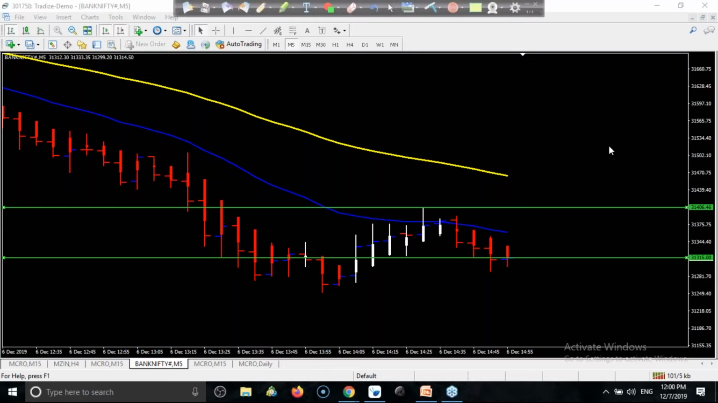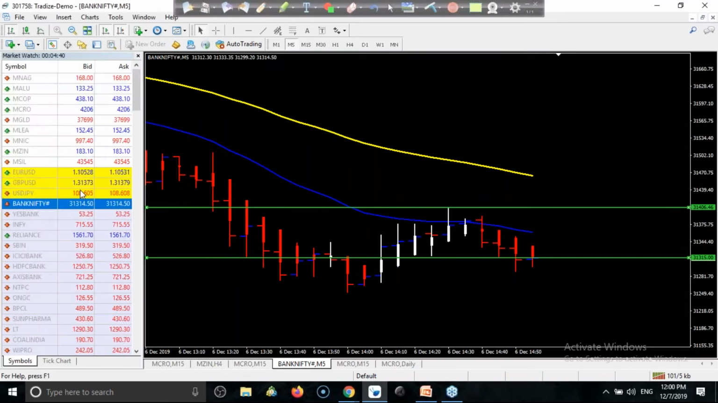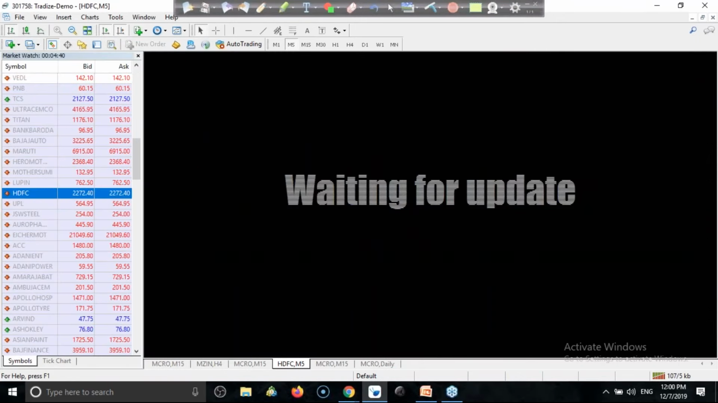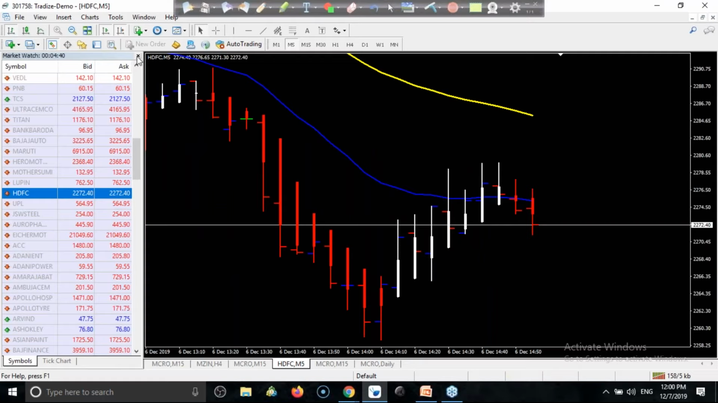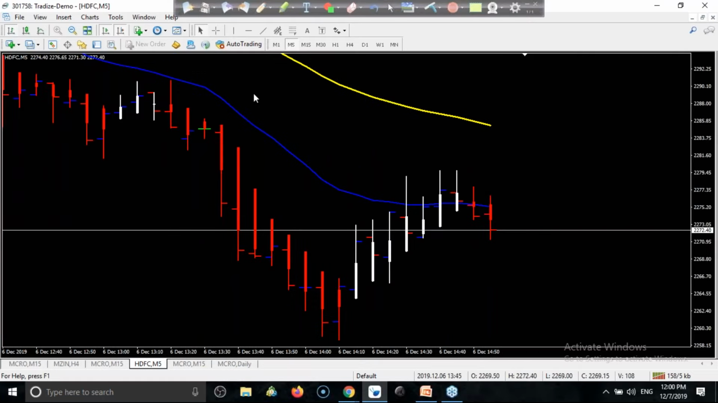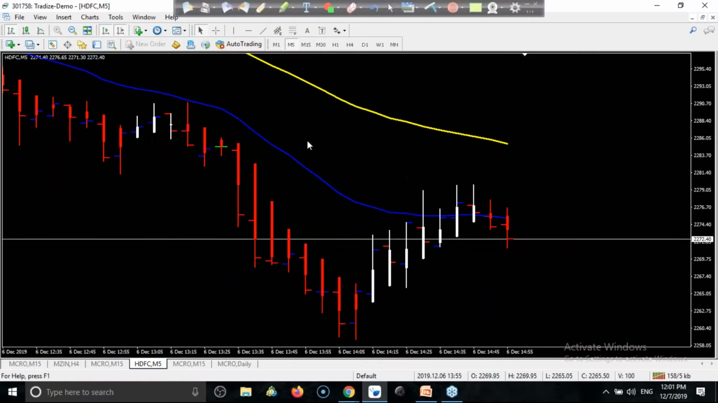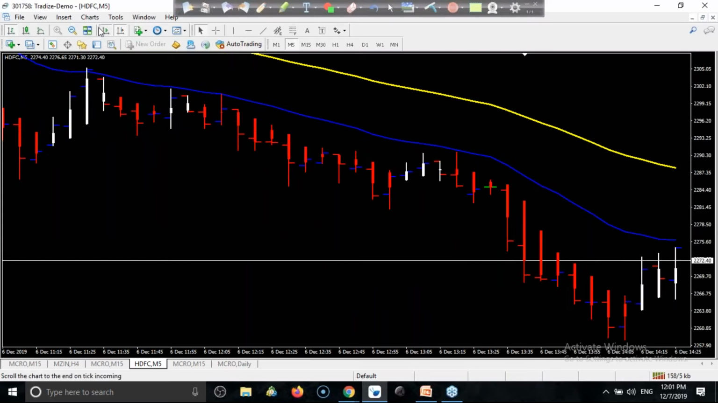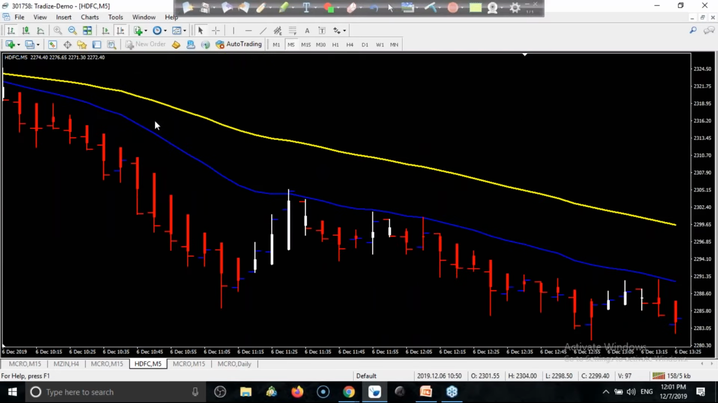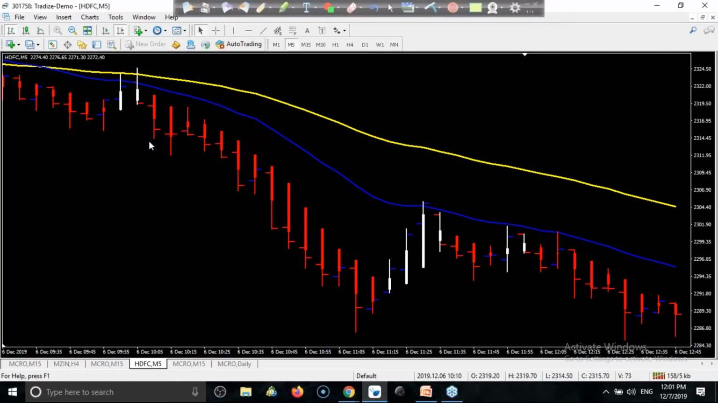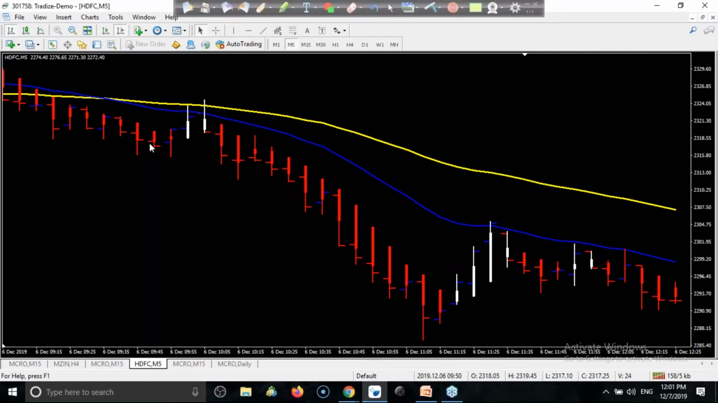Is there a setup on Bank Nifty? What is the meaning of Bank Nifty? Yeah, definitely. Not only Bank Nifty, you can use it anywhere. Let me show you. Let me drop in any stock directly. This is HDFC, automatically it comes. Now we can see. You can use it anywhere. Now from this area, you see, this is HDFC on the 5 minute chart.